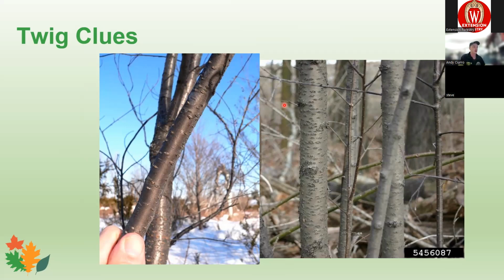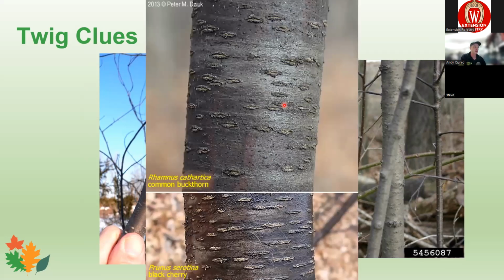So these two pictures here are different plants or different trees. The left is a black cherry and the right is a buckthorn. I might get those confused if I don't have a twig to look at, if I don't have a leaf to look at. So it's really tricky. So again, the top is buckthorn, the bottom is black cherry. Really hard to tell apart. The bark is variable. It looks like other things.